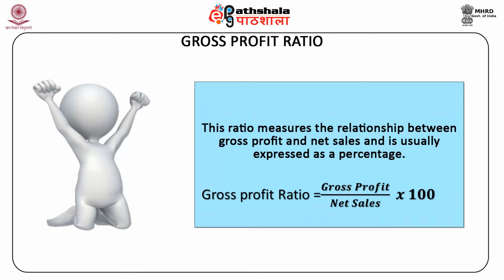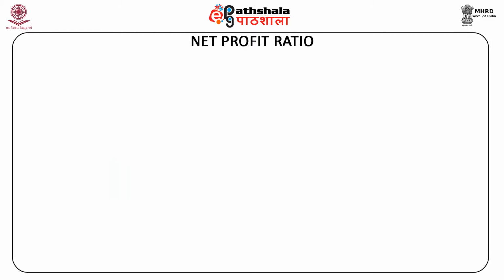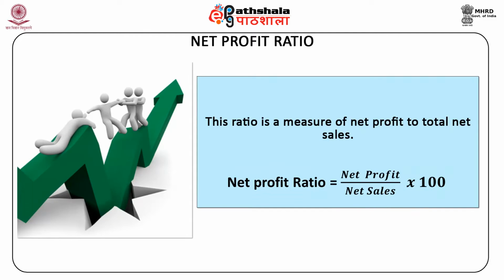Gross profit ratio. This ratio measures the relationship between gross profit and net sales and is usually expressed as a percentage. This ratio is given by the following formula: gross profit ratio is equal to gross profit divided by net sales multiplied by 100. Net profit ratio. This ratio is a measure of net profit to total net sales and is given by the following formula: net profit ratio is equal to net profit divided by net sales multiplied by 100.